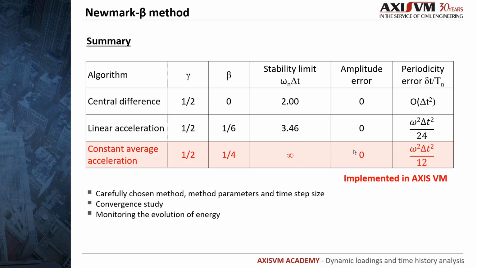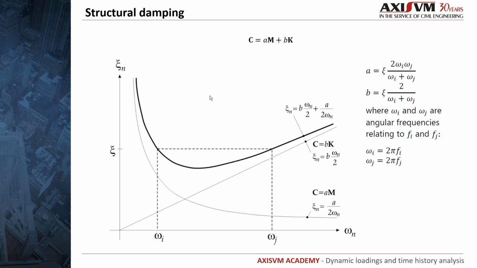Once again, we have to emphasize that great care should be taken at choosing the right method parameters and time step size for a specific problem. As mentioned earlier, convergence studies can help to identify step sizes with acceptable accuracy. Also, it is always a good idea to monitor the evolution of the energy during the transient dynamic analysis, which is especially important in case of nonlinear problems to detect the beginning of instabilities. Before we finish our overview about the theoretical background, one topic should be briefly discussed: the damping of the system.